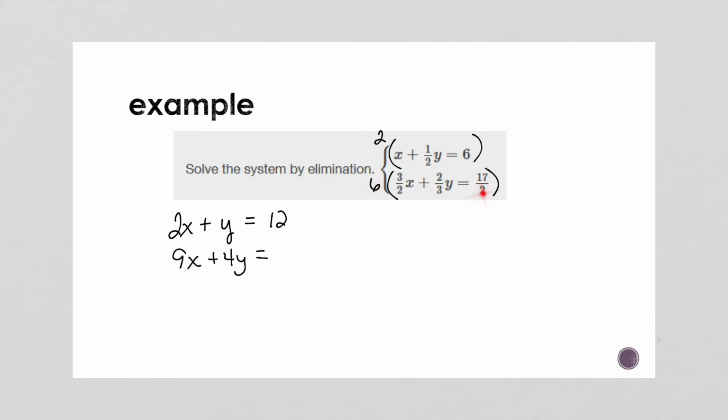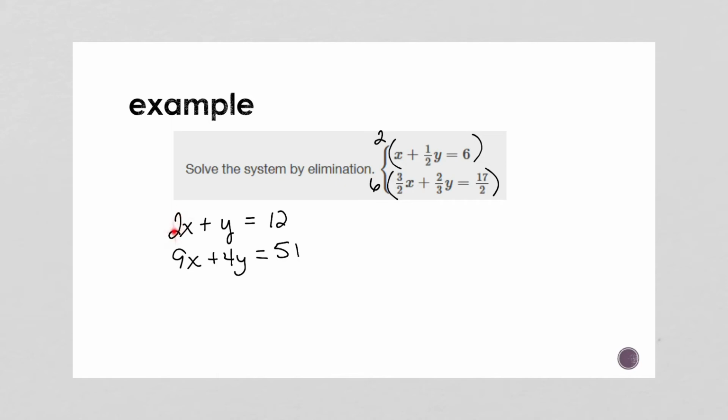6 divided by 2 is 3. 3 times 17 is 51. All right, now let's take a look at these guys and decide what we want to get rid of, which variable we want to get rid of, and how we can do that. So here's what I'm going to do.